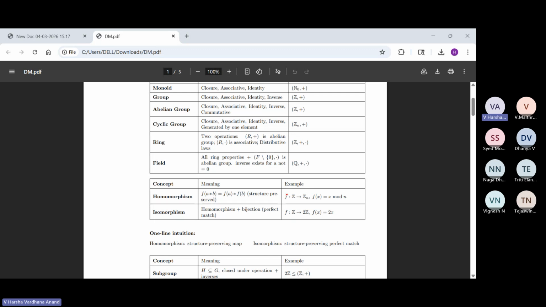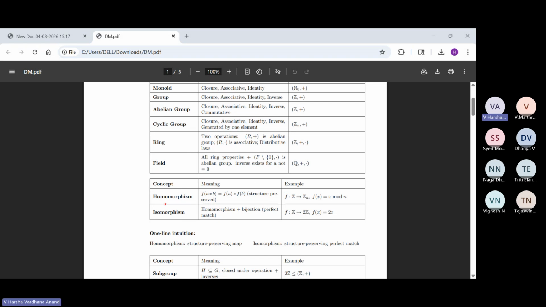The example given here is f of x equal to x mod n. So we can have mod 4, like what we saw above. Take the two numbers 2 and 3. So f of a times b, that is f of 6, mod 4 will be 2. And f of a times f of b: f of a is 2, f of b is 3, we multiply them, we get 6, and again mod 4 it will be back to 2. So homomorphism is essentially preserving the structure.